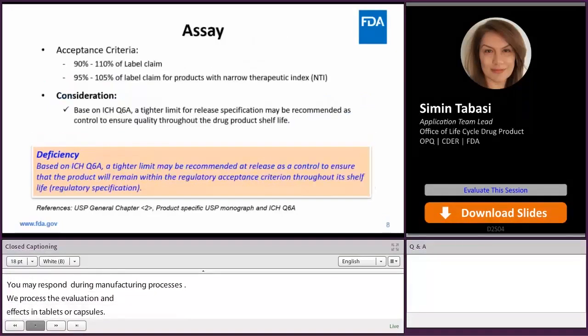In this section, the acceptance criteria for assay of drug product is commonly 90 to 110% of label claim. However, in case of narrow therapeutic drug product, the assay limit is 95 to 105% of label claim. Based on ICH Q6A, the following deficiency may be cited. Applicants should consider that based on ICH Q6A, as a control, the agency may recommend a tighter limit for release specification to ensure quality during drug product shelf life.